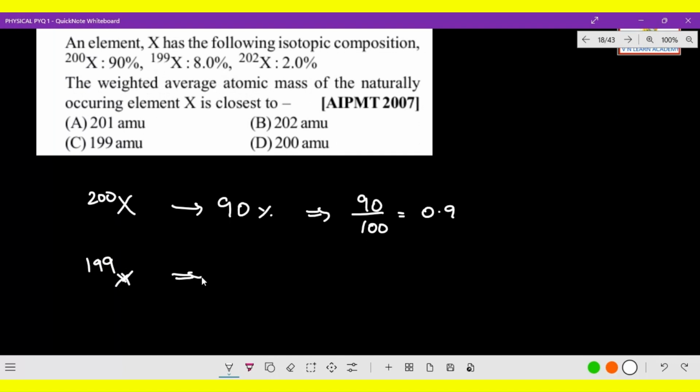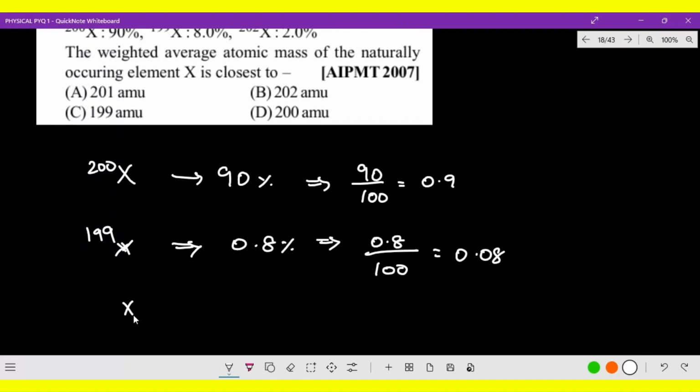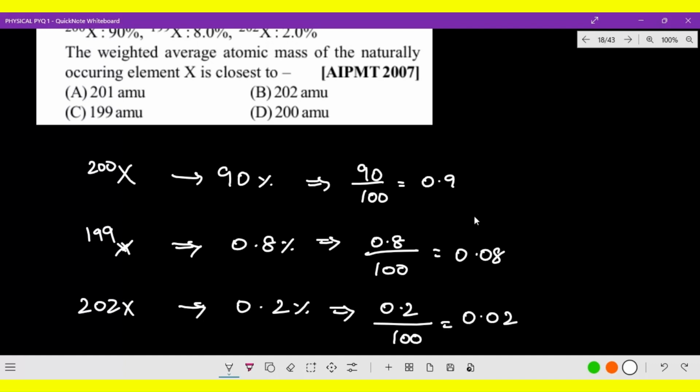199, how much percentage here? 0.8 percent. So 0.8 divided by 100, how much is it? 0.08. And the third one, X 202, how much percentage? 0.2 percent, that's what they have given. So 0.2 divided by 100, how much is it? 0.02. Now this is actually the fractional mass of each isotope.